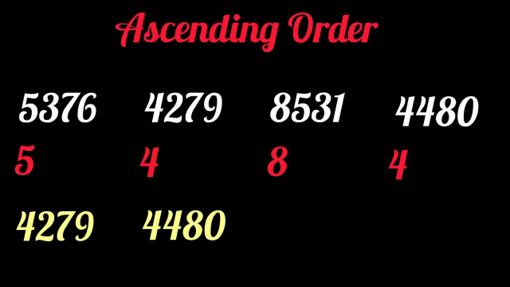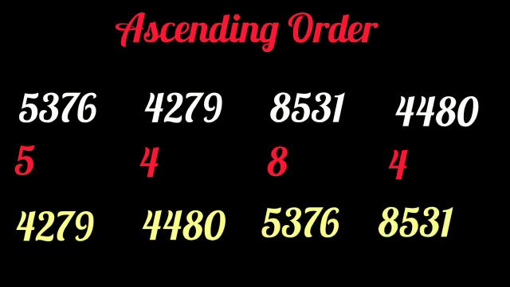So we arrange 2 numbers, and among 5 and 8, which is a smaller number? Yes, 5. So 5376 will be the next number, and 8531 will be the last number.